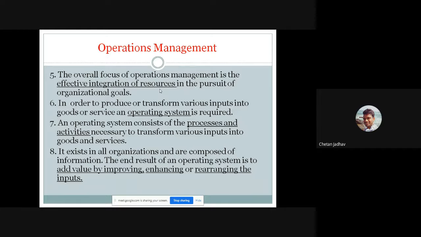It exists in all organizations and is composed of information. The end result of an operating system is to add value by improving, enhancing, and rearranging the inputs. All the processes throughout the organization are combined together for operational management, and at the end of the system, we will get one report from these operating systems throughout this product. We will improve, enhance, and rearrange the data given through the organization, and produce a final report of that particular part. Like this, we will handle operational management.